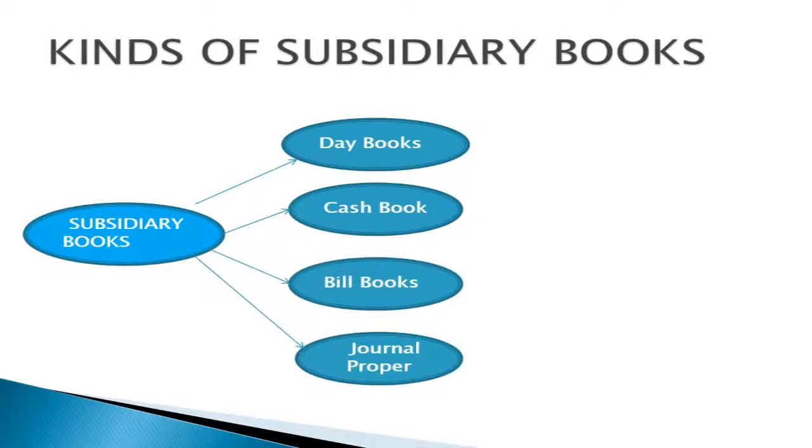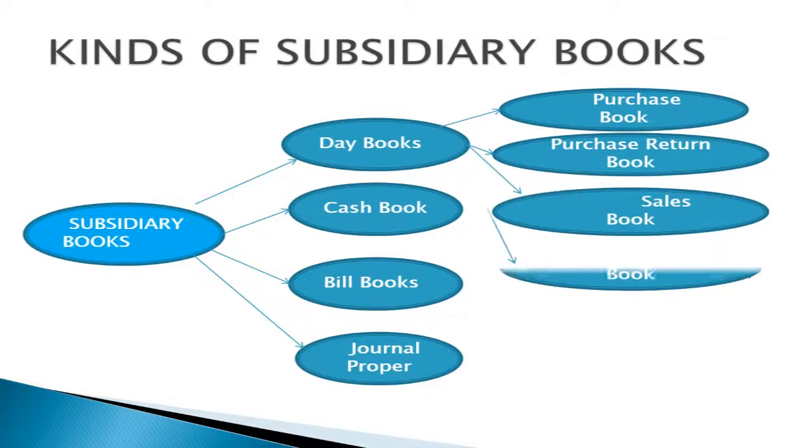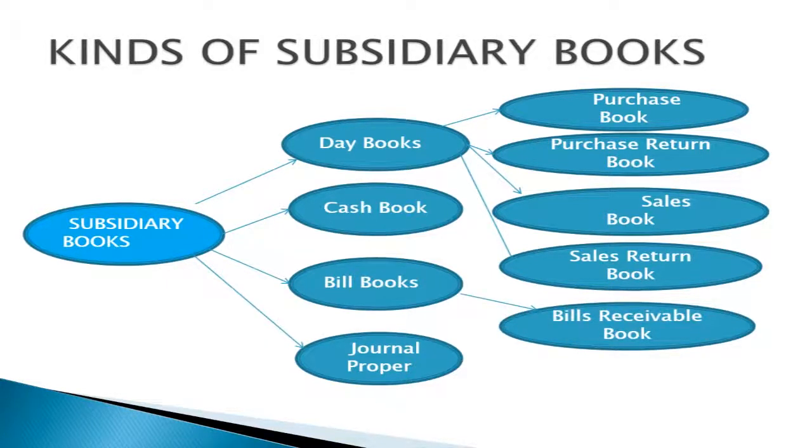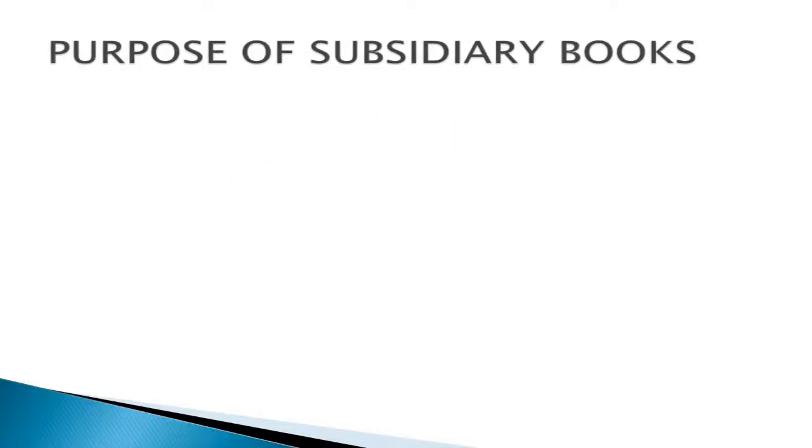Day books are further divided into subcategories, that is, purchase book, sales book, purchase return book, sales return book. We have already discussed the cash book, and bill books are further subdivided into two categories, that is, bills receivable book and bills payable book. Now, let's start with the purpose of making subsidiary books.